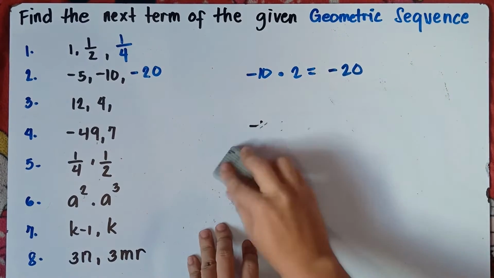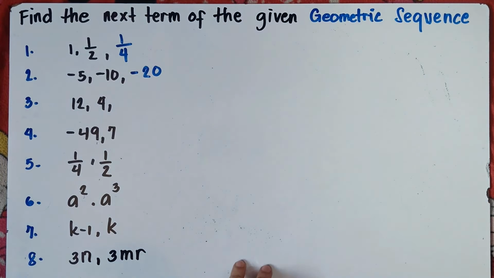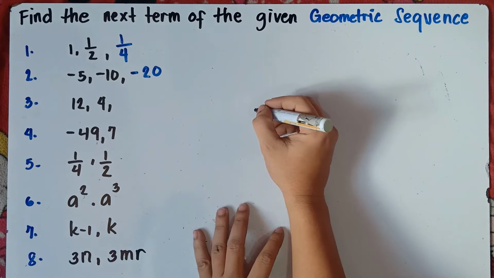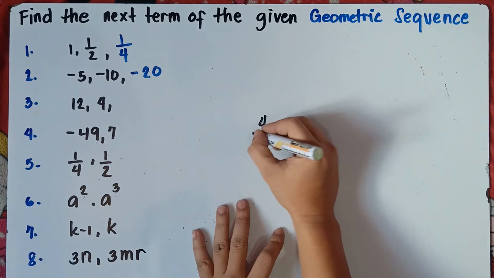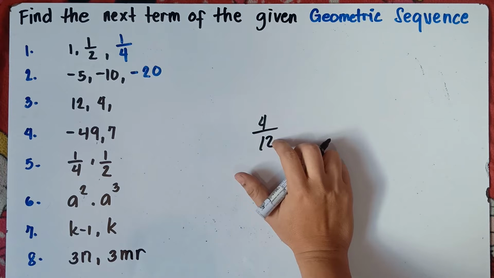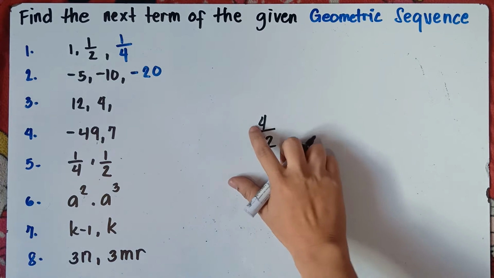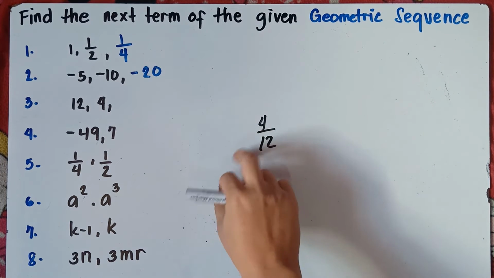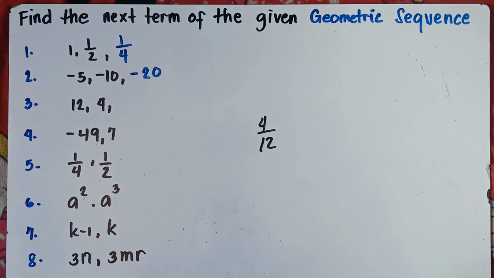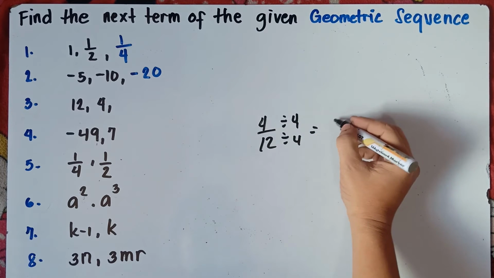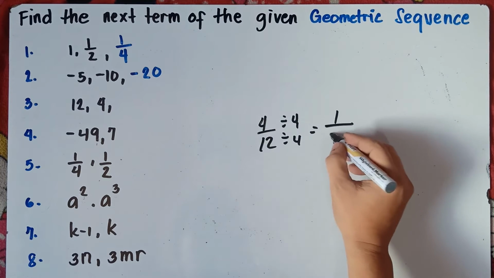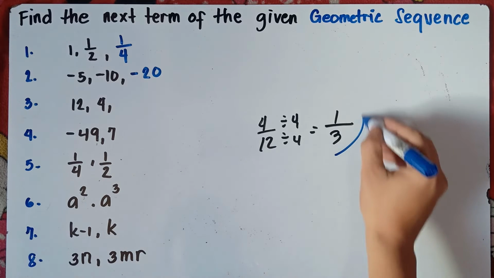Alright, let's try number 3. So we have 4, 12. Divide the second term by the first term. So 4 divided by 12. Since we cannot divide 4 by 12 directly because we will get a decimal answer, what we will do, class, is reduce the fraction to the lowest term. You find the GCF, the greatest common factor. The greatest common factor of 4 and 12 would be 4. So divide by 4, divide by 4. 4 divided by 4 is 1. 12 divided by 4 is 3. So the common ratio is 1/3.